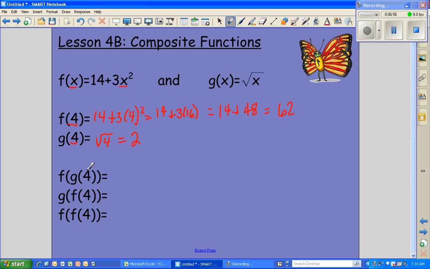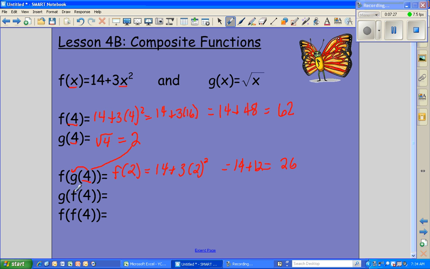All right, so now let's see what we have. This says f of g of 4, so that's telling us to take 4, plug it into the g function, which we know is 2, and then take that answer 2 and plug it into the f function. So that's going to be 14 plus 3 times 2 squared, which is going to be 14 plus 3 times 4, which is 12. So that would be 26.